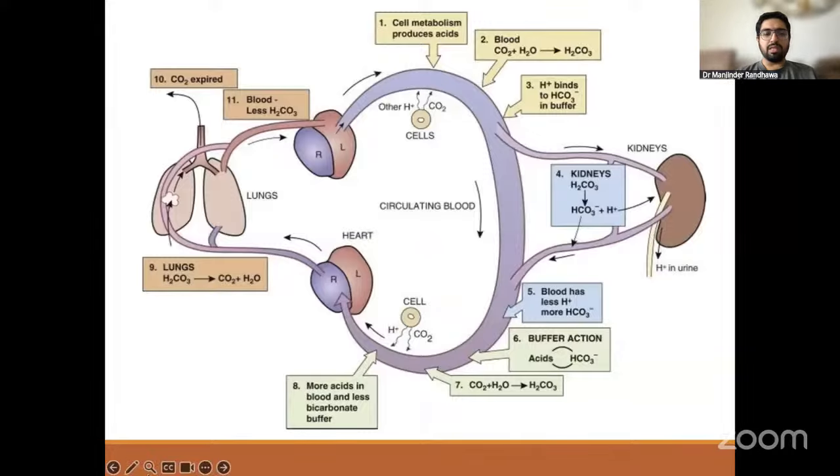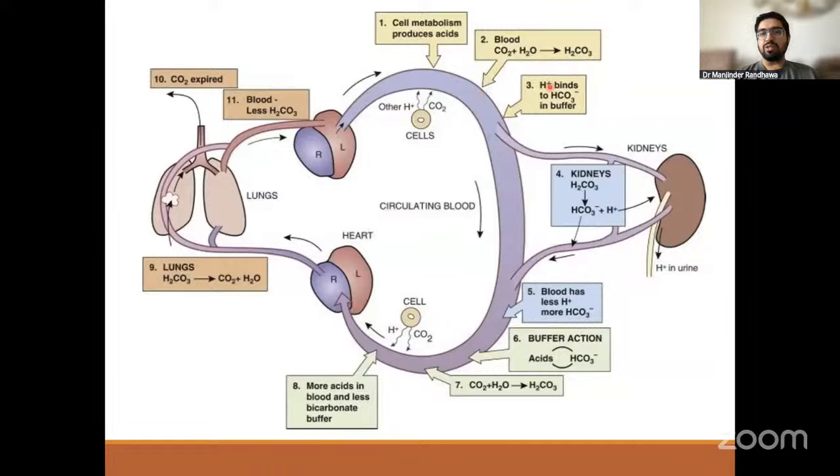So what happens? I'll just use a pointer here. So the cells during their metabolism produce acids. They enter into the blood, and those hydrogen ions are absorbed in the form of carbonic acid, which is in a fine balance of breakdown to bicarbonate, carbon dioxide, and water.